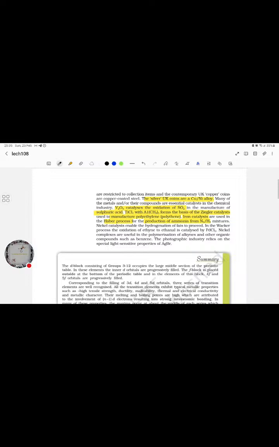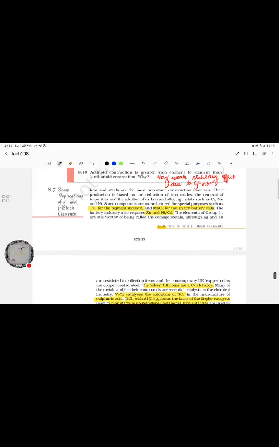So in the Wacker process we have the usage of palladium chloride. In the polymerization of alkynes, nickel has an important role. In the photographic industry we have AgBr. TiCl4 with Al(CH3)3 will form the basis of the Ziegler-Natta catalyst and V2O5 catalyzes the oxidation of sulfur dioxide. And apart from this, we have MnO2 used in dry battery cells and TiO2 used in the pigment industry.